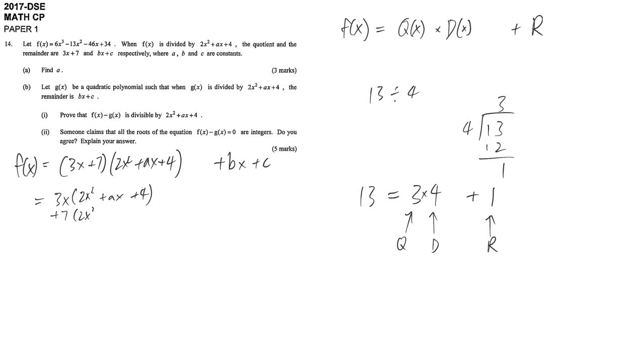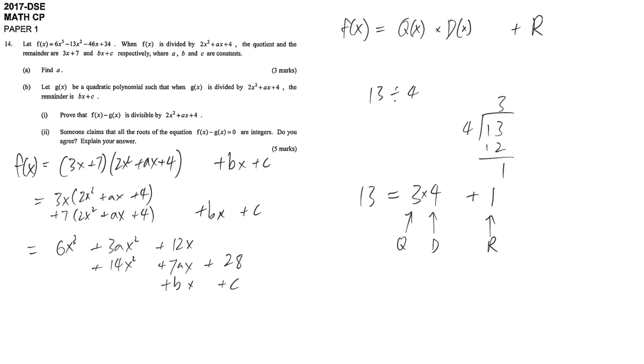I always suggest my students to separate into 2 rows if needed for clear presentation. Beware that x power 3 is 1 column, x power 2 is 1 column, x is 1 column, constant is 1 column. And then we compare with the given information here. From another point of view, f(x) is also equal to 6x power 3 minus 13x power 2 minus 46x plus 34.